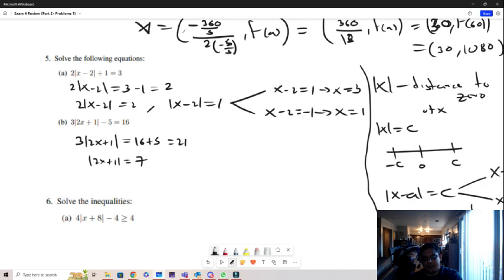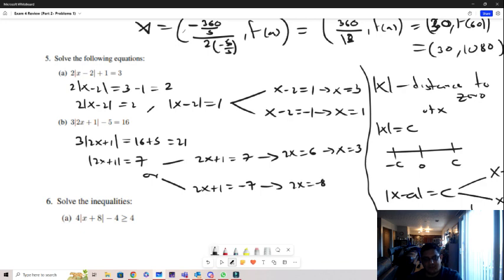Now at this point I can break the absolute value. This means 2x plus 1 equals 7, or 2x plus 1 equals minus 7. Solving here, 2x equals 6, and then x equals 3. And in this one, 2x equals minus 8, so x equals minus 4. Okay? And so that takes care of this type of equation with the absolute value.